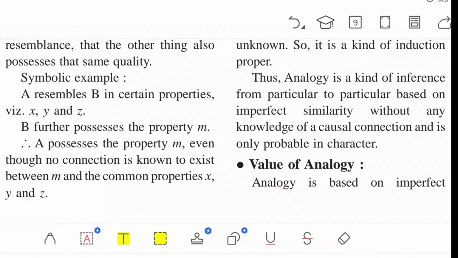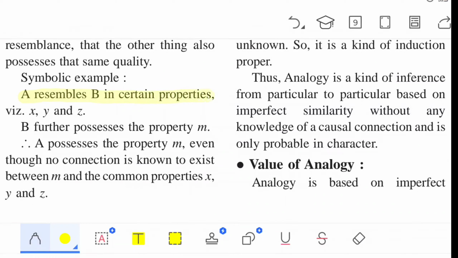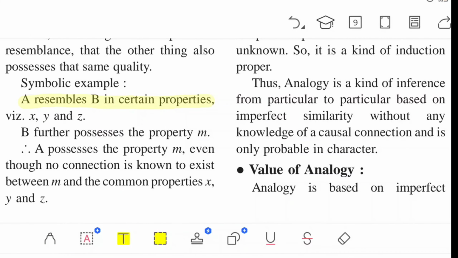For example, তোমালোকক যদি symbolic example দি বুজাই দিও তেনেহলে you can see this example that A resembles B. A আৰু B অকমান একে হিহঁতৰ properties. X, Y, Z properties কেটা একে A আৰু B, okay? তাৰপিছত দিয়া আছে যে B further possesses the property M.